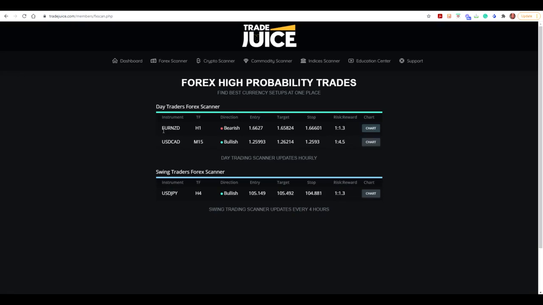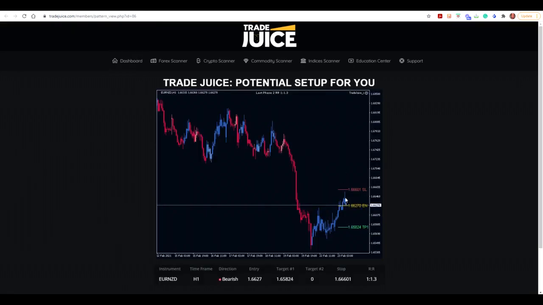Hello everyone, and I'm on the Tradeology platform. I see that there is a setup occurring right now on the New Zealand dollar, 1 hour, bearish. I've got my entry, target, stop, my risk to reward set. And if I had to check the trade, I can see where to enter, where to set my stop, and where to set my take profit target. So I'm about to enter that now.